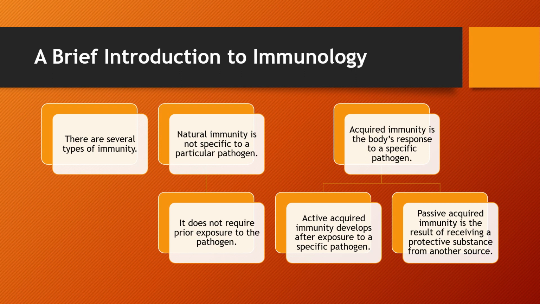Active immunity develops after exposure to a particular pathogen, whereas passive acquired immunity is the result of receiving a protective substance from another source. So active immunity can be due to previous exposure, such as being exposed to chickenpox while you're a child, or by receiving a chickenpox vaccine. Whereas passive immunity can be from antibodies from the mother conveyed to the infant either through the placenta or the milk, or from another process like antibody infusion.